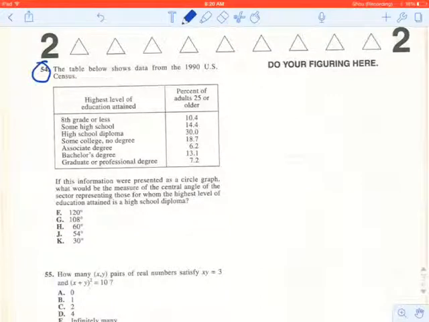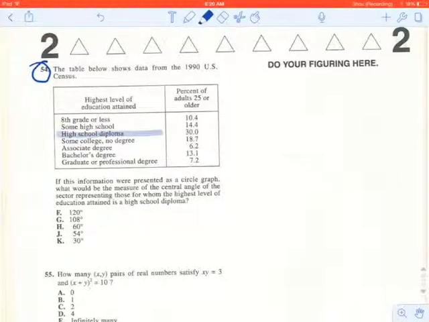Question 54. The table below shows data from the 1990 U.S. Census and describes the highest level of education attained and the percent of adults 25 or older who presumably achieved that level of education. So if this information were presented as a circle graph, what would be the measure of the central angle of the sector representing those for whom the highest level of education attained is a high school diploma?